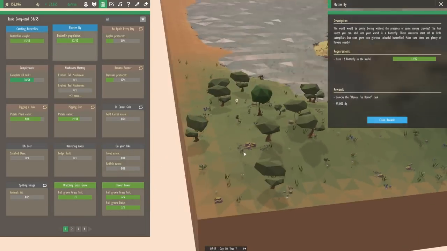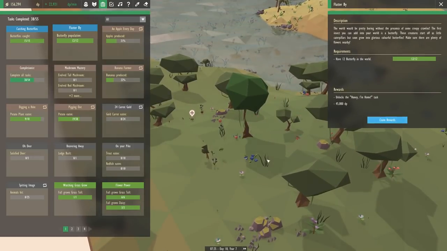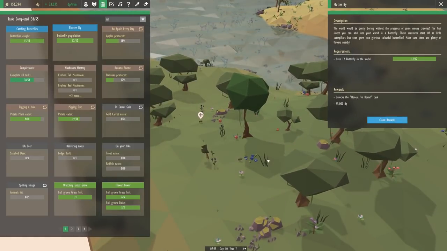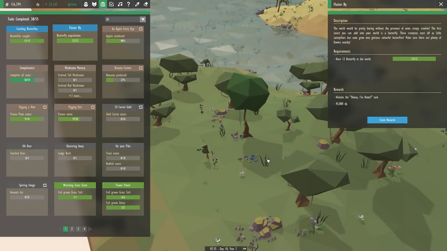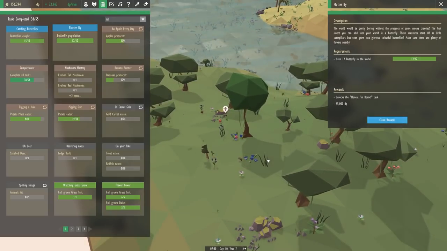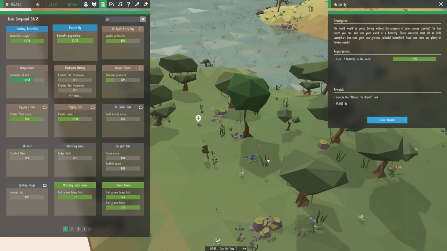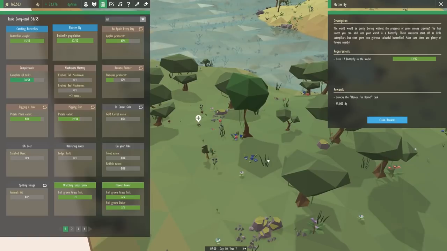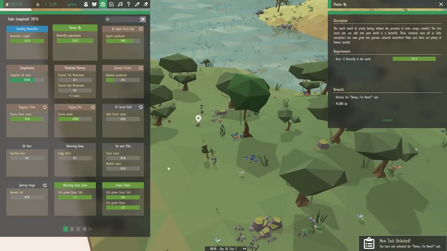We now have the flutterby. The world would be pretty boring without the presence of some creepy crawlies. The first insect you can add into your world is a butterfly. These creatures start off as little caterpillars, but soon grow into glorious, colorful butterflies. Just make sure there are plenty of flowers nearby. Have 12 butterfly in the world. We have achieved that. We have now unlocked the honey I'm home task.